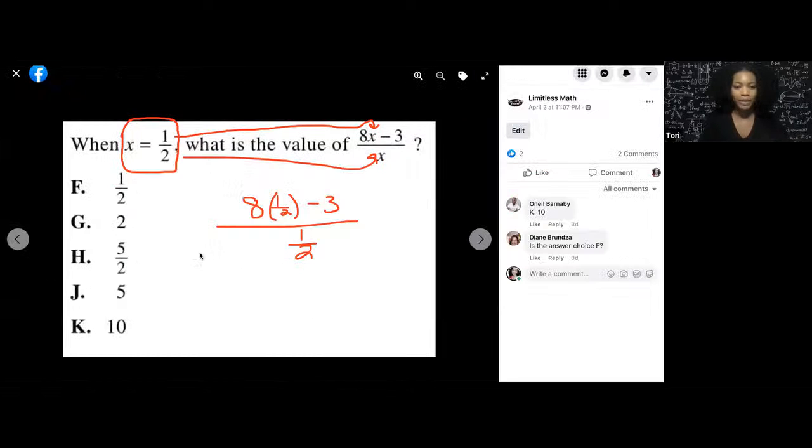So this one, the correct answer is G. G was the correct answer to that one. All right, let's move on to the next one. Let's clear this out.